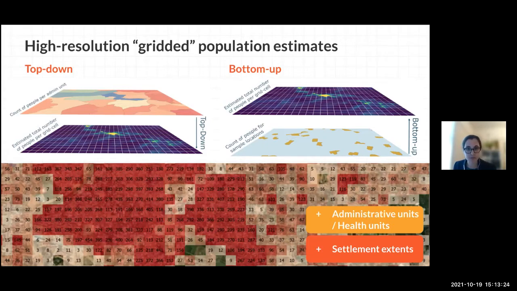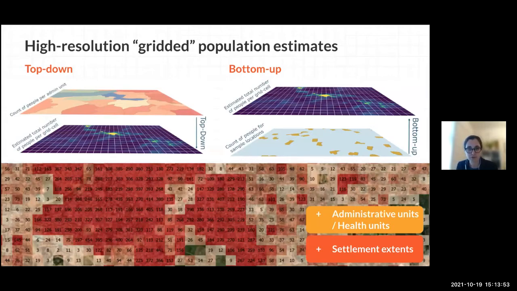In contrast, the bottom-up approach is typically used more in locations where there hasn't been a recent census. And so this relies instead on counts of people in sampled locations. So a count of population within a small geographically defined area. And then we develop a custom statistical model to estimate population at the grid cell level, including for all of the unsampled locations throughout the country.